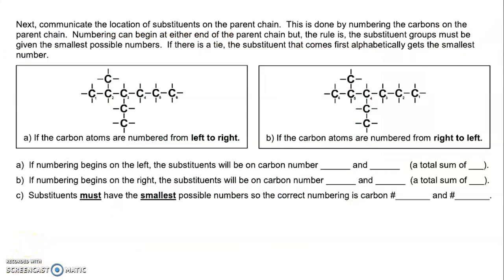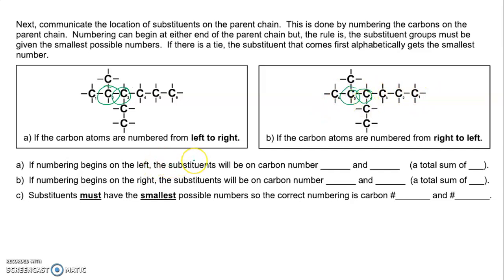Next, you want to communicate the location of the substituents on the parent chain. This is done by numbering the carbons on the parent chain. You can start at either end of the chain, but you want to have the smallest possible numbers. If there's a tie, the substituent that comes first alphabetically gets the smallest number. So in the box on the left here, if the carbons are numbered from left to right, you'd have a group here on carbon 2, and then you'd also have a group on 3. Over on the right, if we numbered from right to left, we'd have a group on 4 and 5.